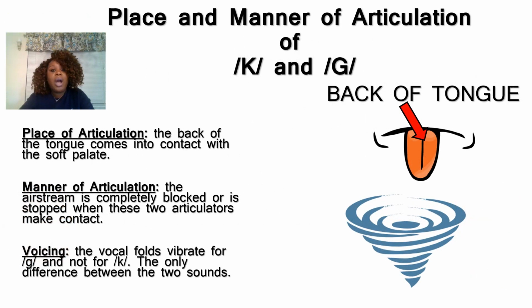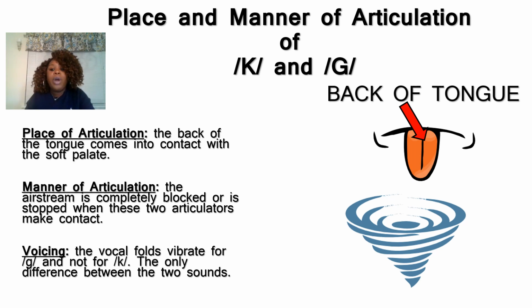So we're going to talk about the place and manner of articulation when it comes to forming the sounds K and G. The place of articulation takes us back to talking about the articulators. The articulators are our tongue, our teeth, the soft palate, the hard palate, and sometimes air can be funneled also through the nasal cavity to create sounds.